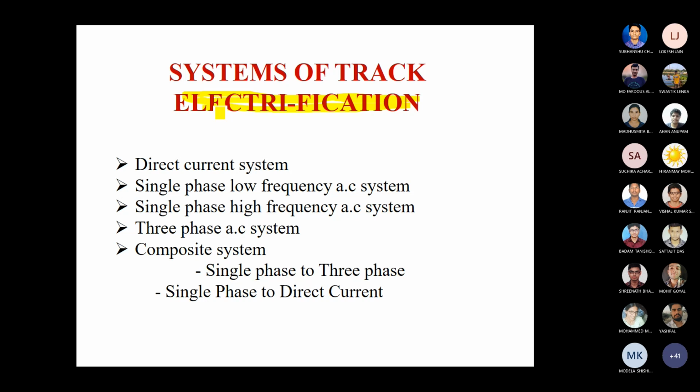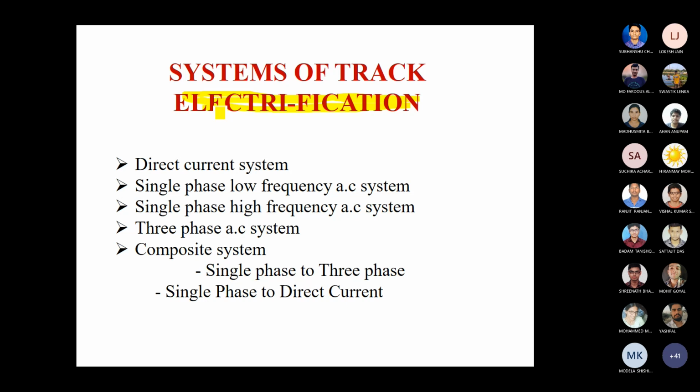Then power electronics gradually improved in these domains, and now they are very familiar. That entire system can be replaced by solid state devices. If you use solid state devices, to some extent you can reduce the losses and implement that in your system. Then the single phase to three phase system, and the single phase to DC system.